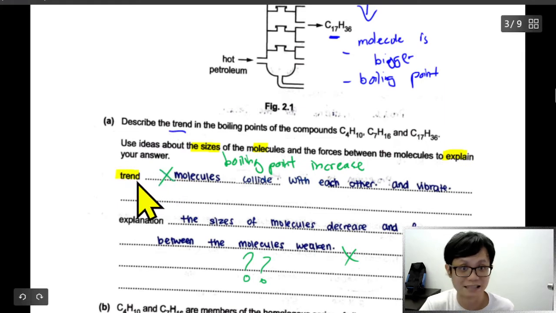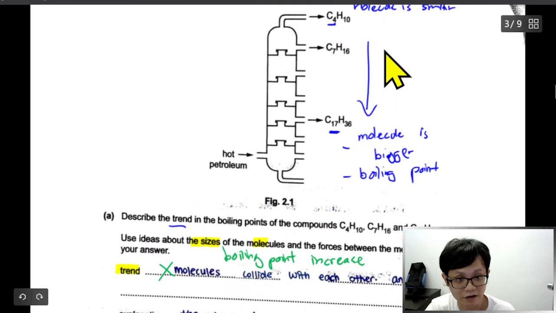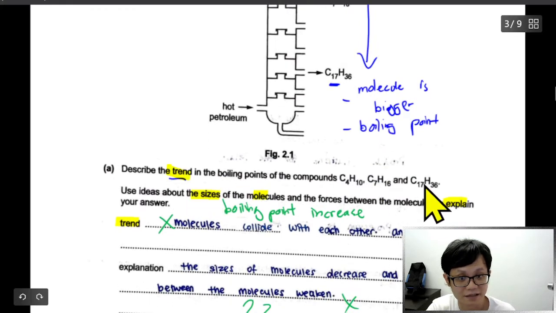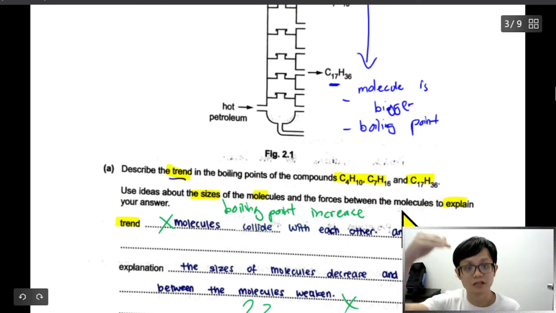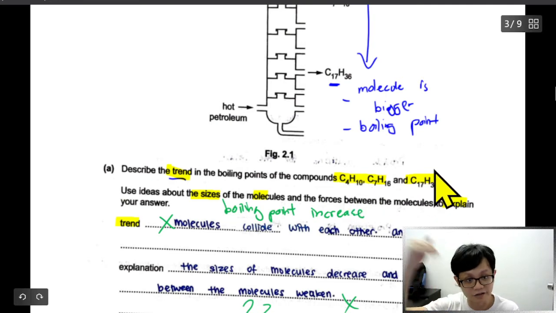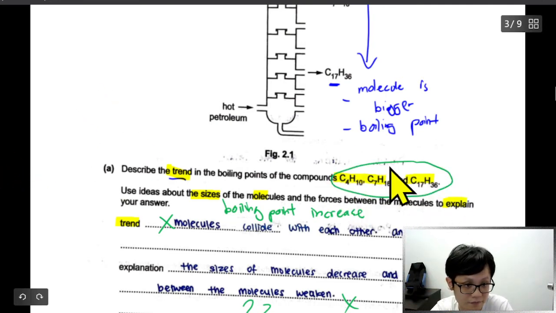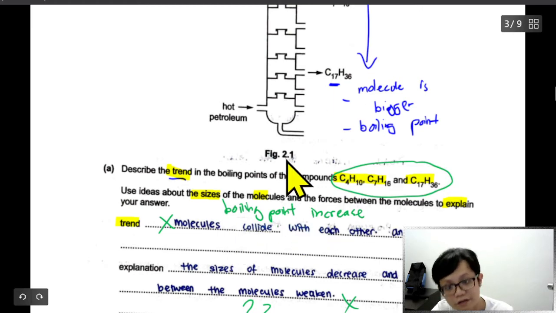So what is the trend? The boiling point increases as it goes down, because it says describe the trend of C4, C7, and C17. So the trend is the boiling point increases, not decreases, because we are describing this trend. So the boiling point increases.